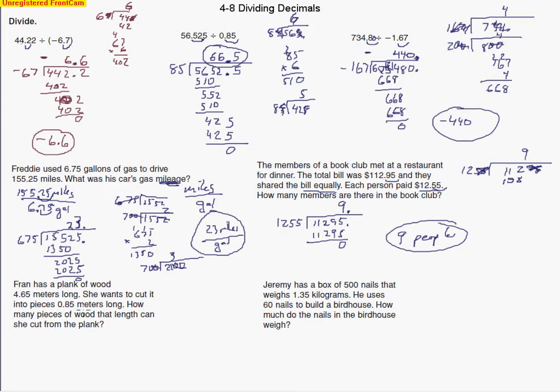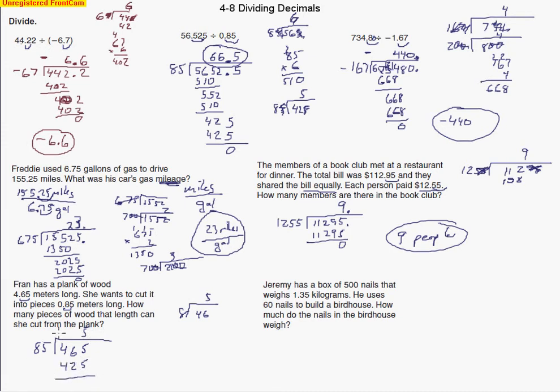And the next one talks about Fran, who has a plank of wood that's 4.65 meters long. She wants to know how many pieces that are .85 meters long can be made out of it. Well, let's move that decimal over and do some division. 85 into 465. How many times does 8 go into 46? We have 8 goes into 46 5 times, and it could almost be 6, but that would make 48, so that'd be a little bit too big. So we end up with a 25, and that makes 42, and we have something left over.